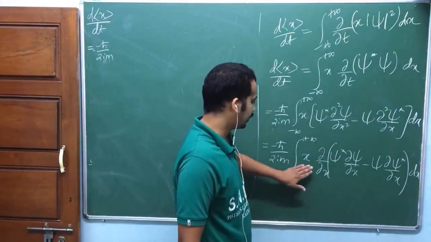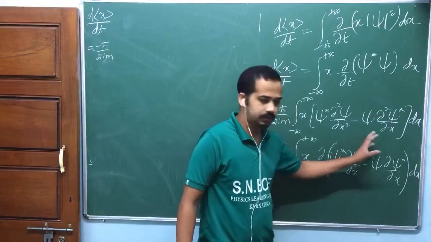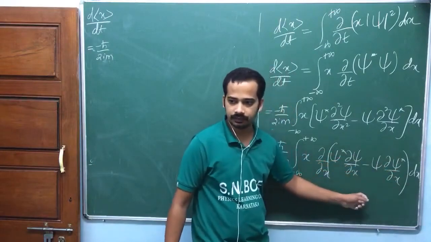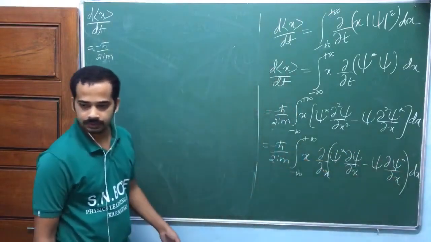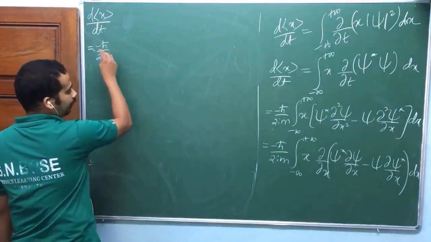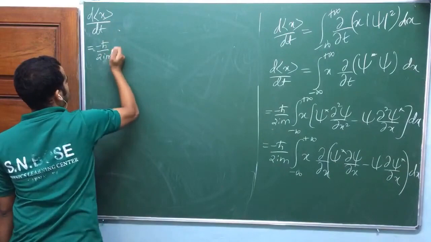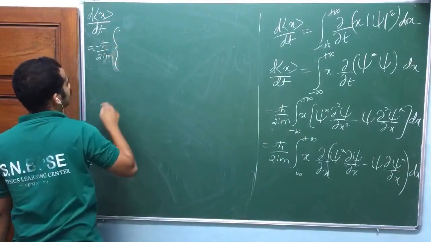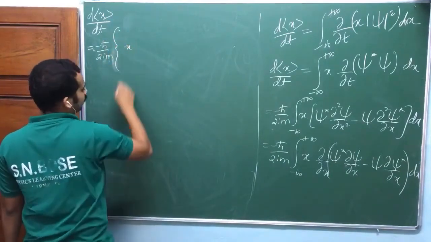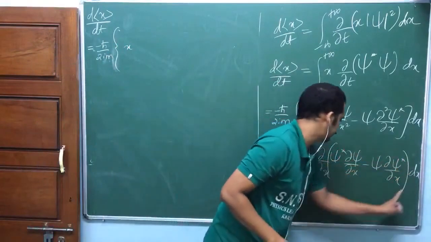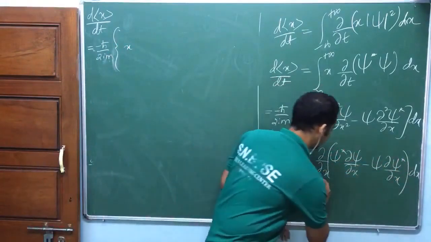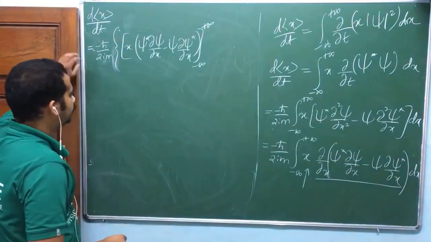Now, first function and derivative of some other, isn't it? I'll take this one as the second function. I'll do integration by parts. What is that integration by parts? So first function, I'll put a flower bracket. First function into integration of second function. Integration of this whole thing is the second function. Okay?